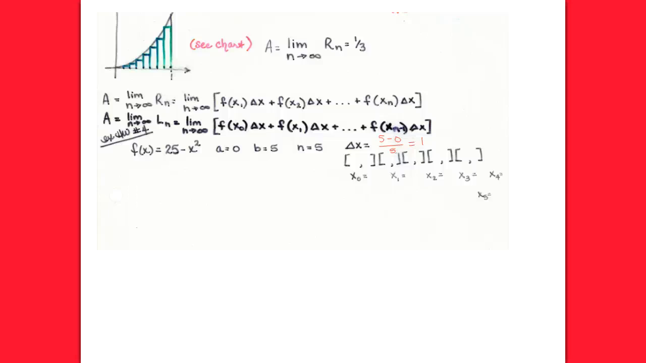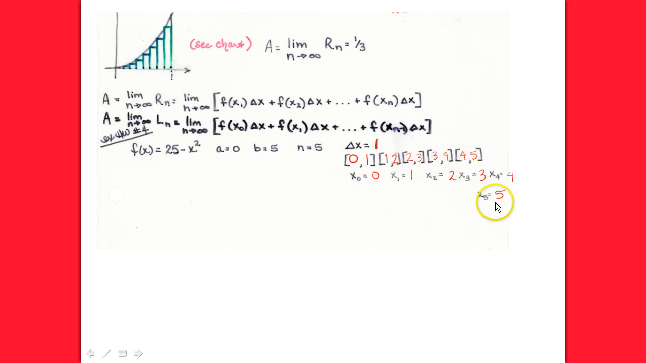So where's my first interval going to start? 0. And it's going to go from 0 to 1, right? So we're going to go from 0 to 1, and then 1 to 2, 2 to 3, 3 to 4, and 4 to 5. So what's x sub 0? Right, it's always our starting point, right? So it's 0, and then x sub 1 is the next value, 1. X sub 2 is the next value, 2. X sub 3 is the next value, 3. X sub 4, x sub 5.